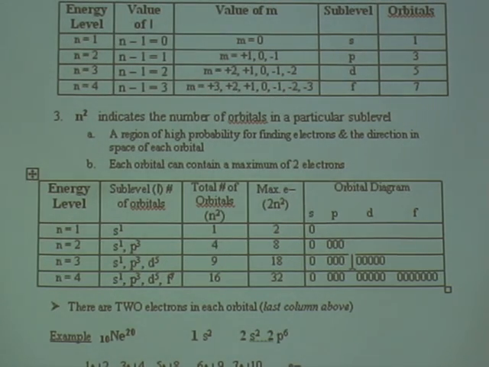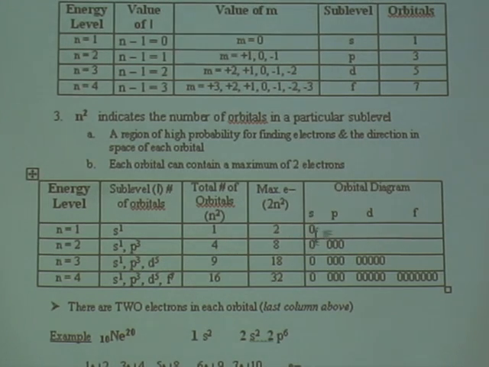And then lastly, energy level 4 can have up to 16 orbitals, which would be 4s is 1. There's 3 in the 4p sublevel. There's 5 in the 4d sublevel. And there's 7 in the 4f sublevel, meaning that you can have up to 16. And we're not going to stress how many orbitals are on each energy level.